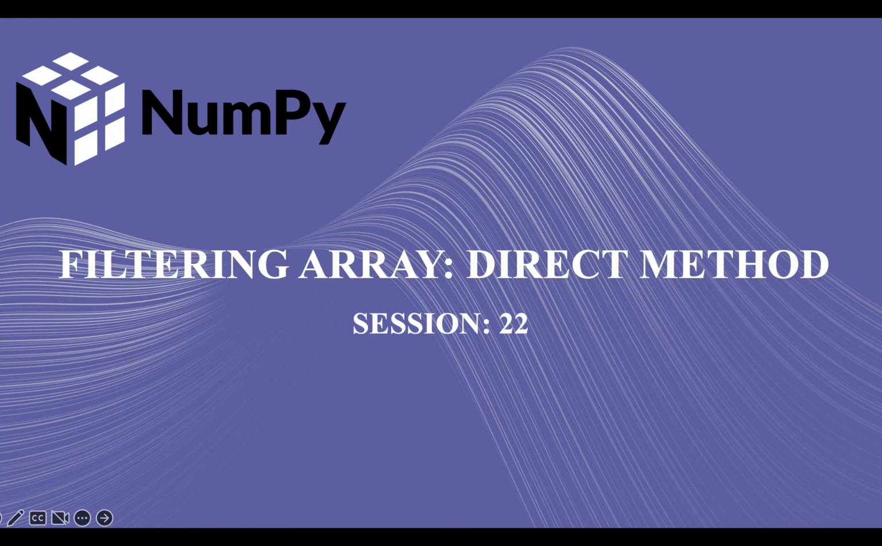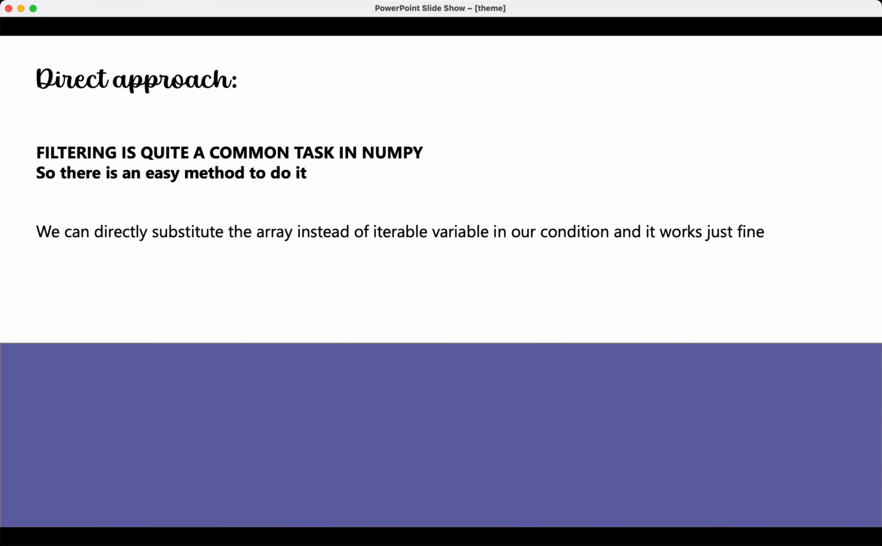In our previous lecture, we started our discussion on filtering of NumPy arrays and we discussed two methods of filtering arrays, that is using Boolean index list and filter method. Today we are going to look at another method, that is the direct method. So let's get started.